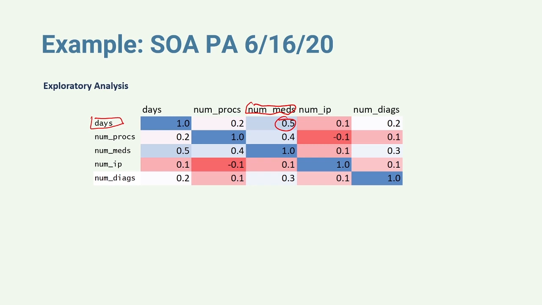It's only negative 0.1. So if you were writing this in a report, you could say something like, patients who spend longer in the hospital tend to require more dosage of their medications, and thus they have a higher number of medications. You could also say patients who spend longer in the hospital also tend to get diagnosed with more procedures, and hence they have a positive correlation.